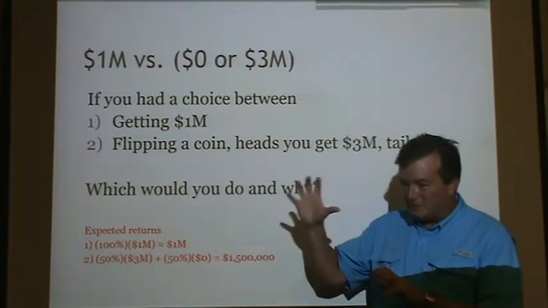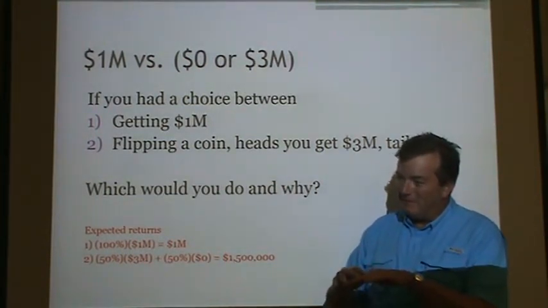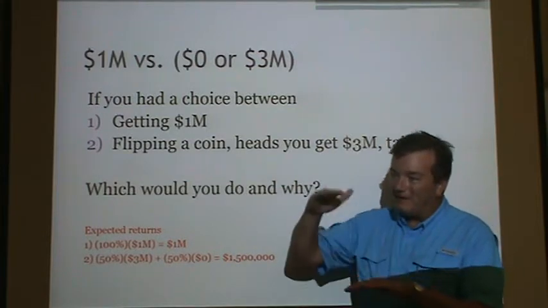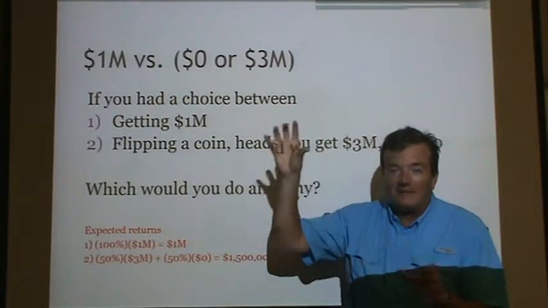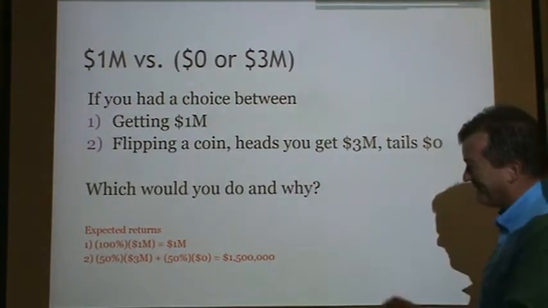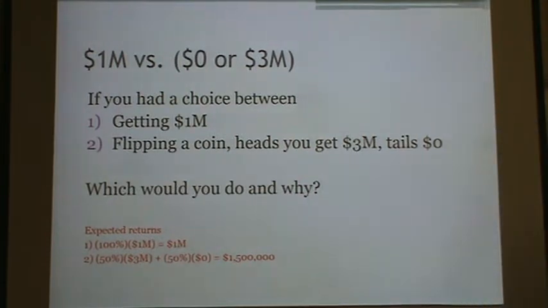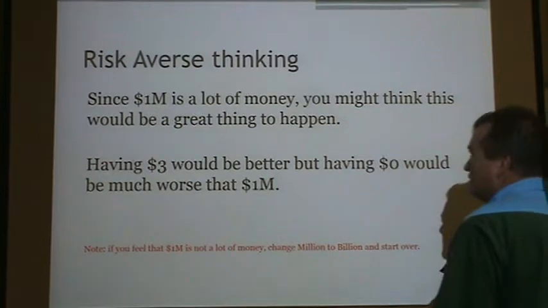3 million is obviously more, but to go to $1 million is worth a lot to you. To get the extra 2 million is only worth a little more, right? We'll try to capture that way of thinking. Okay. So this is now risk averse thinking.